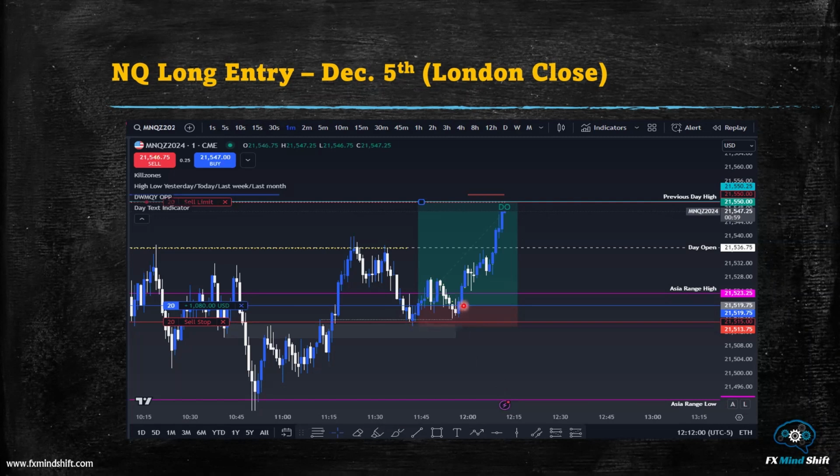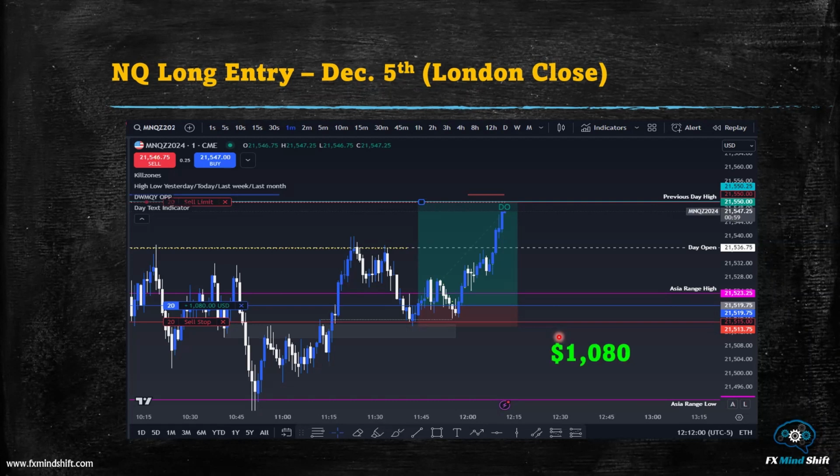Okay, we took the entry here, and then we can see here that price came back up, targeting the previous day high. This did eventually take out the high. Okay, but the full position here would have been about $1,000 or about 1,100 or 1,200 to the TP.